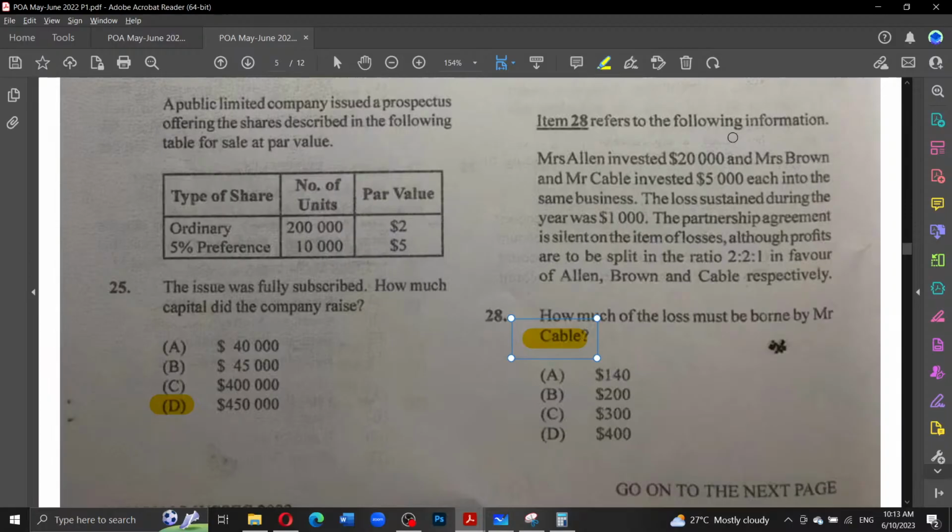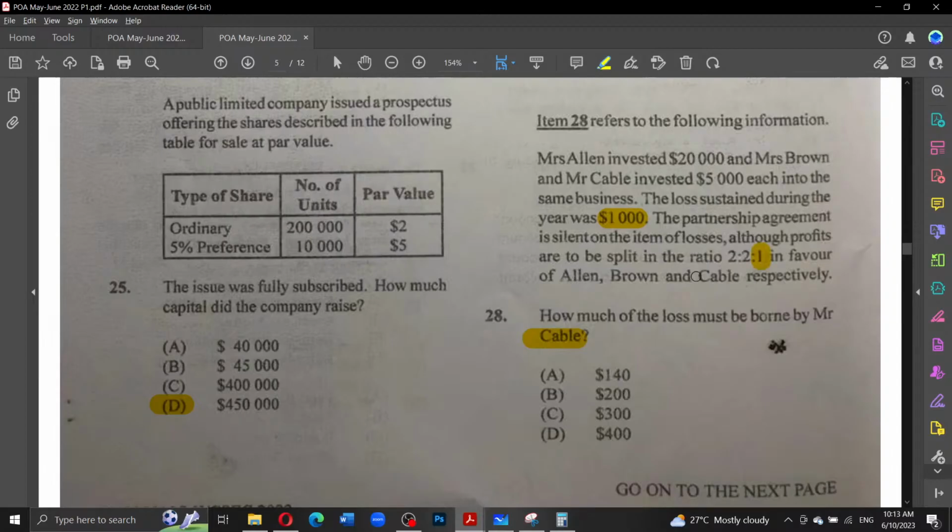So basically we have $30,000 in capital in this business for this period. The loss sustained for the year was $1,000. So this loss has to be shared. If they don't give you a ratio, then the ratio will basically be 20 to 5 to 5, and then you reduce that. So it will be 2 to 1 to 1. Unless they give you a ratio, then you follow that. The partnership agreement is silent in terms of losses. All the profits are to be split in the ratio 2 to 2 to 1 in favor of Allen. So Allen will receive 2, Brown will receive 2, and Keeble is going to receive 1.